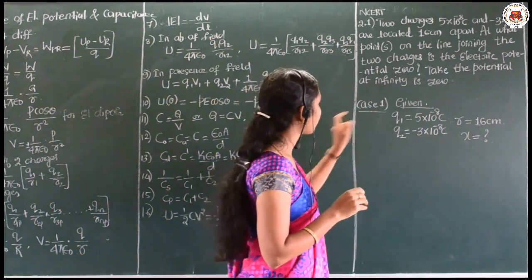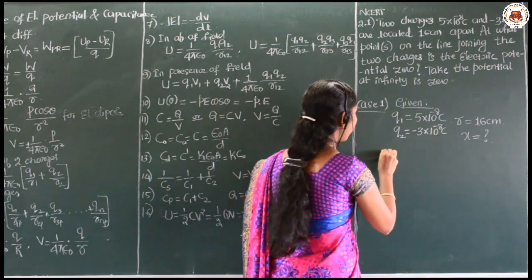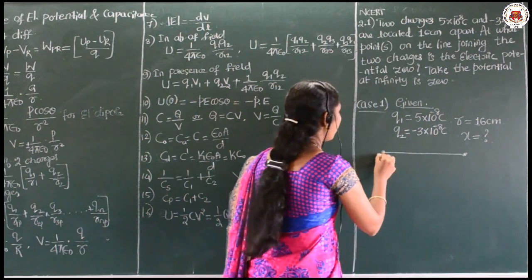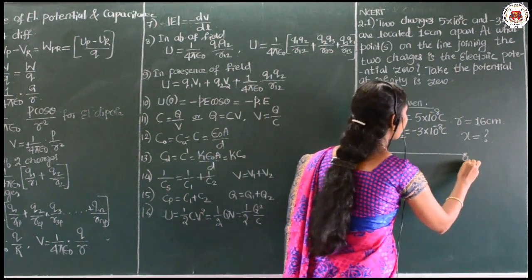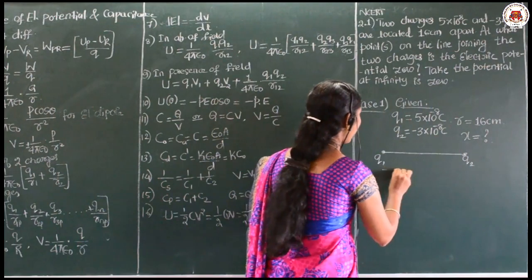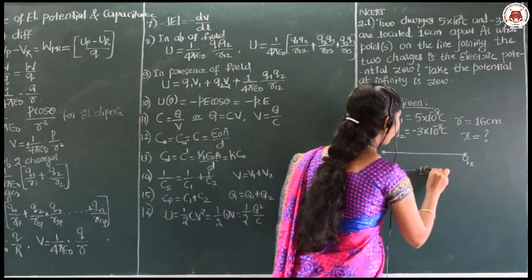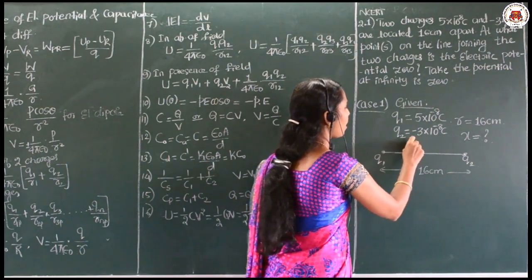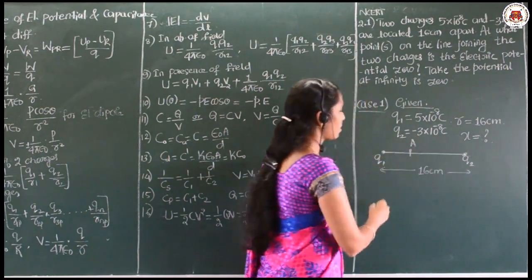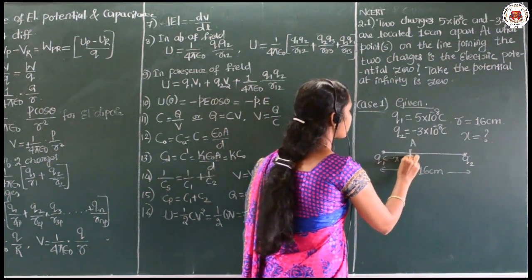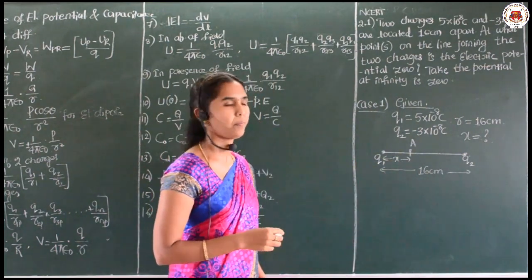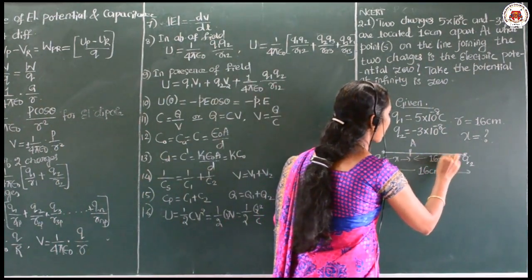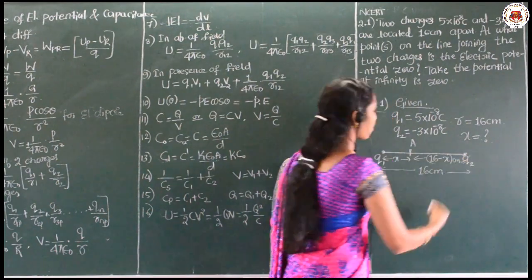Then we need to find the calculation of potential separately. Yes, in case 1, I want to draw this. This is charge q1, this is charge q2, and as we know the separation between them is 16 centimeter. Let us take a point A between the two charges, which is at a distance x from the charge q1. Then what is the remaining distance here? It is 16 minus x centimeter.